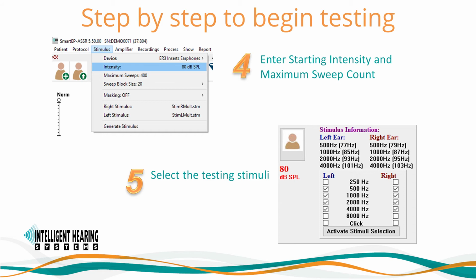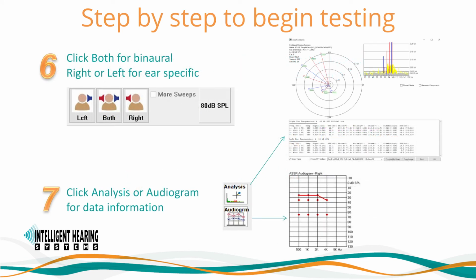Otherwise, you can use the default stimulus available by checking your single frequency per ear or multi-frequency selection and clicking on the Activate Stimuli Selection button to load your stimulation configuration. Once active, the stimulus information listed at the top of the panel will update. Please note that at least one frequency must be selected per ear, although you do not need to stimulate both ears simultaneously. To start acquisition, click both for binaural stimulation, or right or left to initiate ear-specific stimulation and testing.